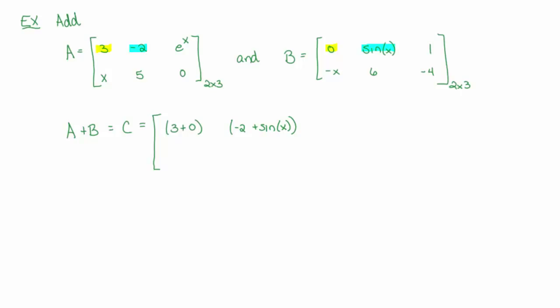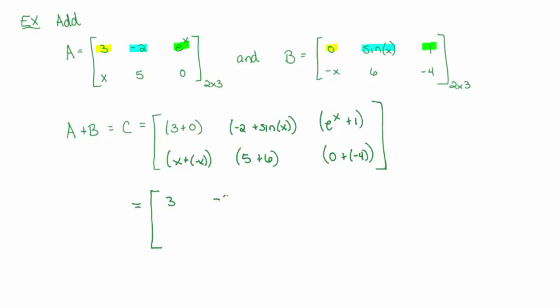And we can continue forward this way. So I'm going to just do the e to the x and the 1. And obviously, if you're watching this video, you should be pretty proficient with mathematics, so you don't actually have to write out all these little steps here. Plus a -x. I'm just going to write it that way. Let's see, 5 plus 6 and 0 plus a -4. Element by element addition is what we would call this. And of course, that matrix C is actually 3, -2 plus sine of x.